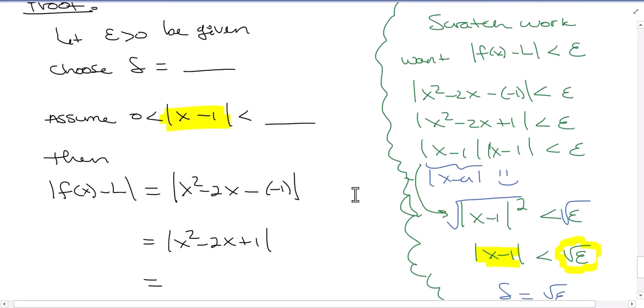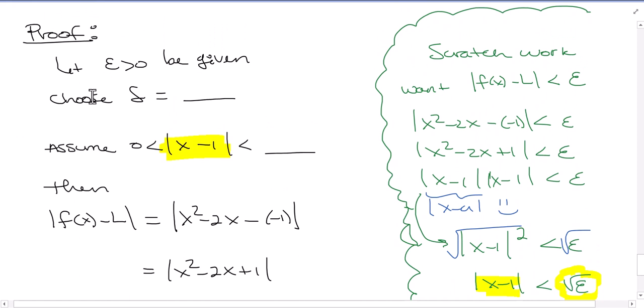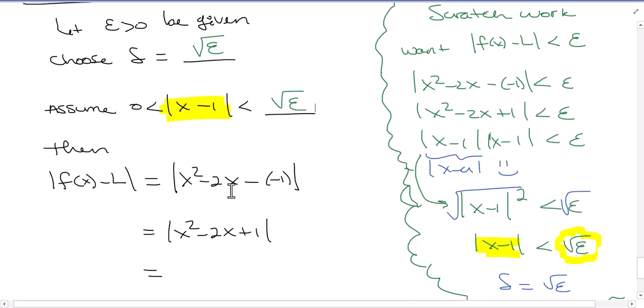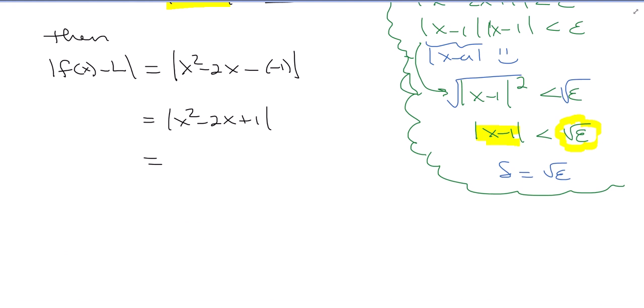Now that we know how to choose delta, we're going to go back and say, okay, let epsilon greater than 0 be given. Choose delta to equal the square root of epsilon. And then assume 0 is less than the absolute value of x minus 1 less than the square root of epsilon. Then f of x minus L is equal to, and this is where we stop. So now we continue, keeping in mind that our goal is to get the whole thing less than epsilon.